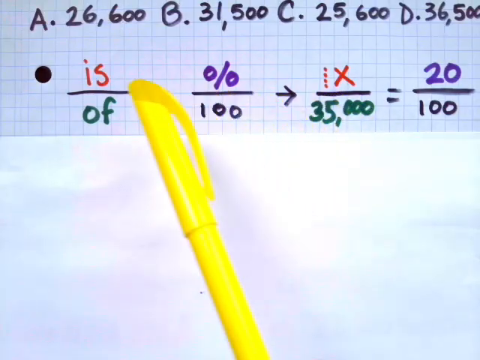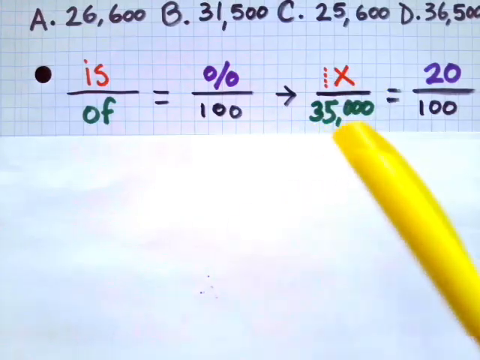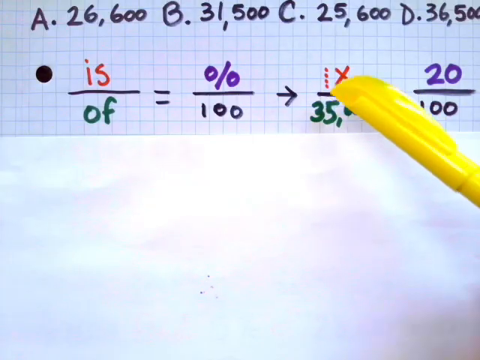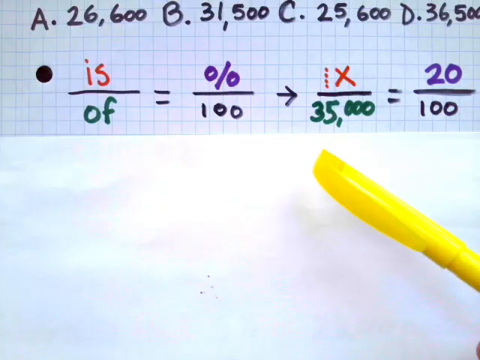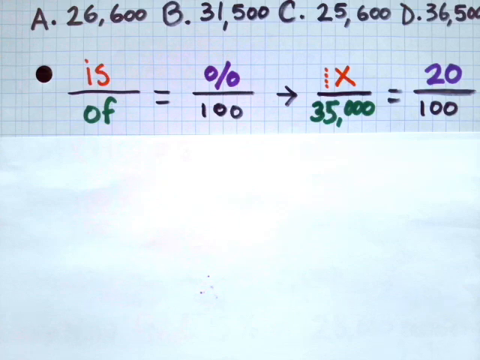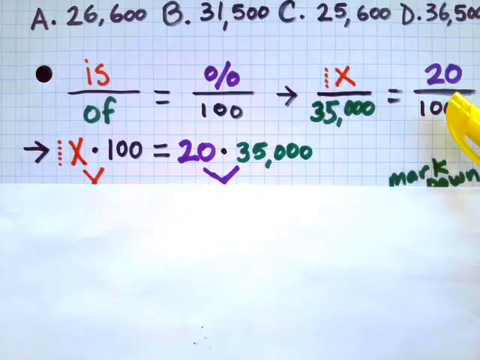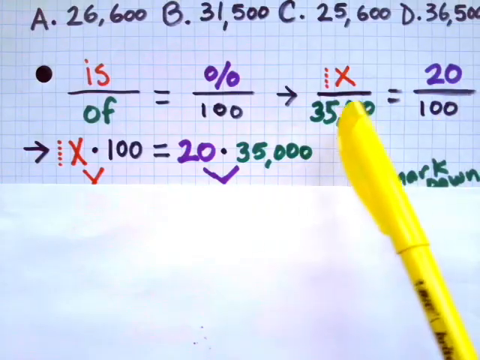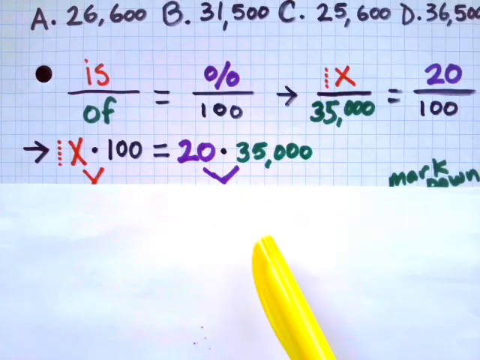So the is is what I'm looking for. I don't know what the is. That's going to be my variable, x, y, z, whatever symbol you'd like to use for that real number. Now remember, there's an invisible 1 in front of that x. Once you have your formula set up, you're going to do your cross product. Please review my part 1 and part 2 videos if this is unfamiliar to you. And I'm going to show you down below how that looks. 1x times 100 equals 20 times 35,000. So 20 times 35,000.